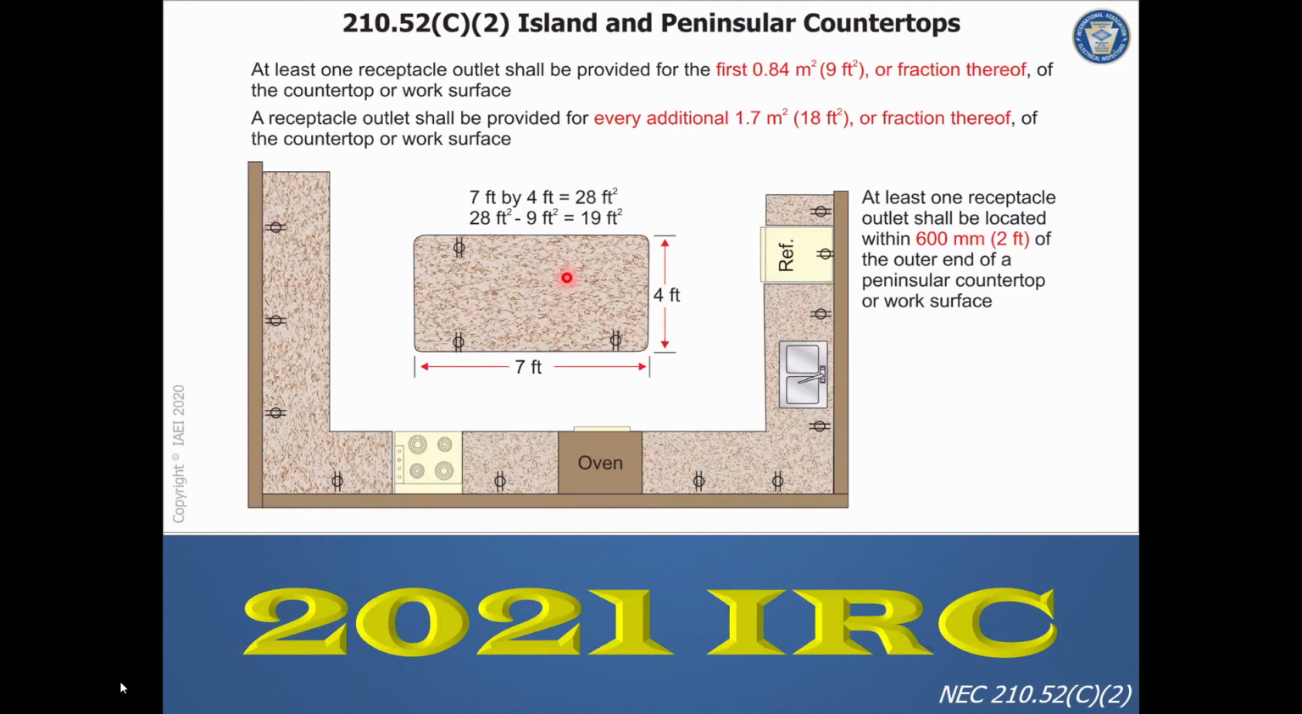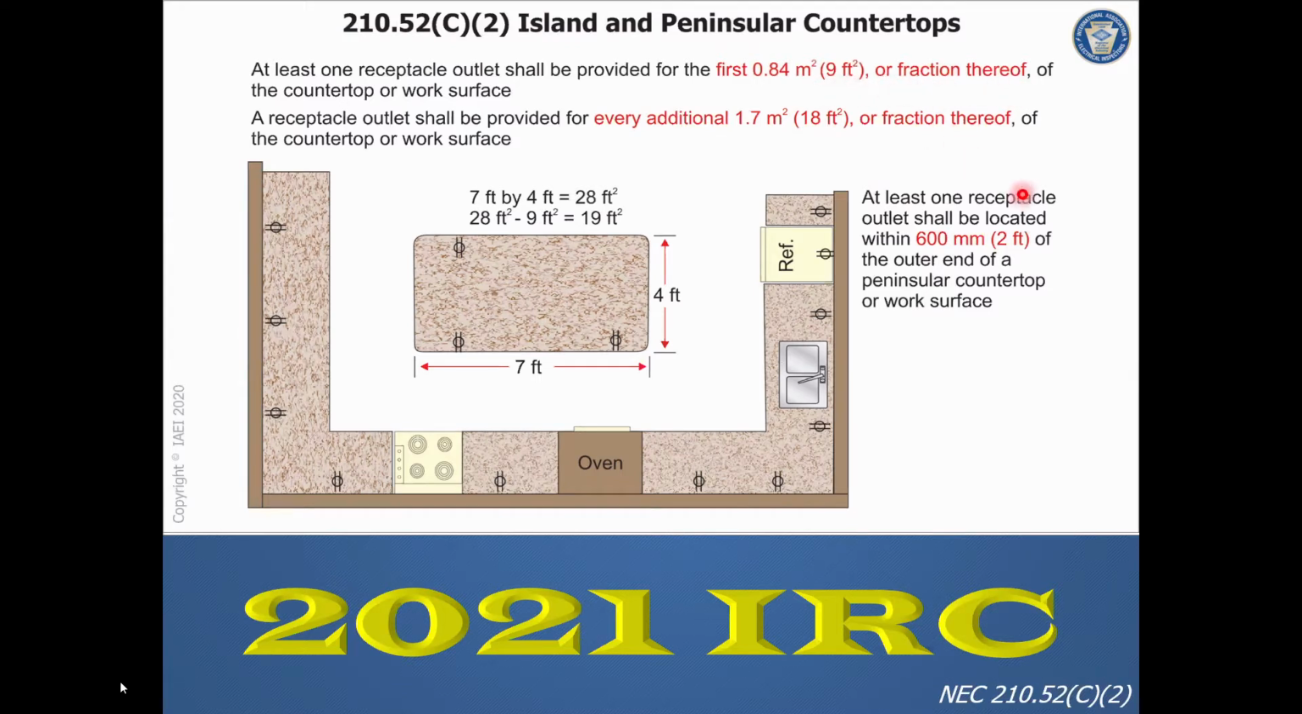What you'll do is figure up the square footage of the countertop itself. And the first 9 square feet of counter space will demand one receptacle. Now, that phrase right there, that term right there, "or fraction thereof," is the key to understanding this new provision when you get to the next edition of the code.